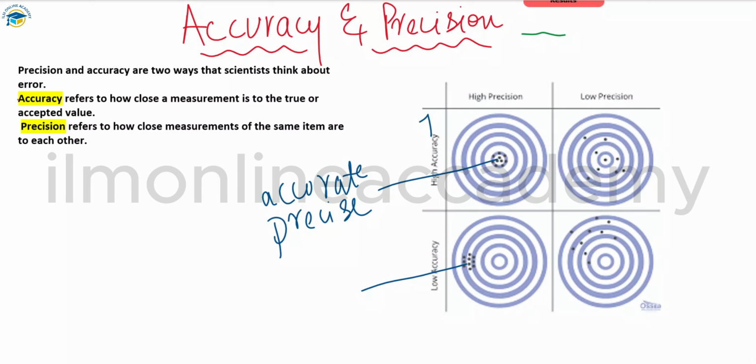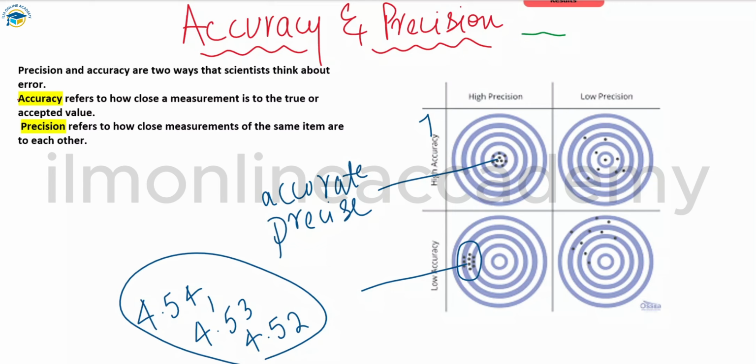Precision refers to how close the measurements are. You can see here we have 8 to 10 shots hit by a player and they are close to each other. So whenever the values are close to each other, like suppose we have 4.54, 4.53 and 4.52, all these are precise measurements. They are very close to each other, so you can say that in these values precision is very high.